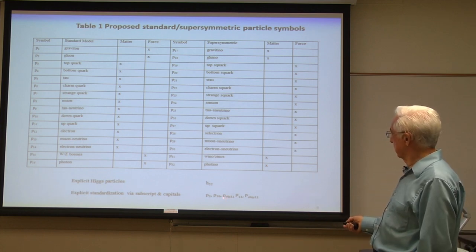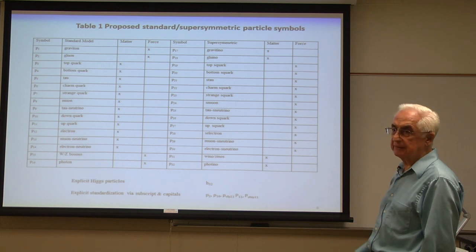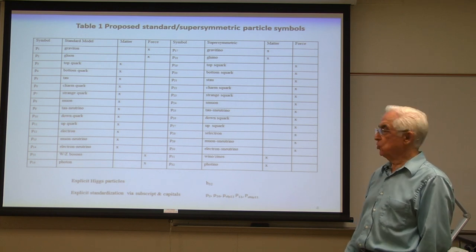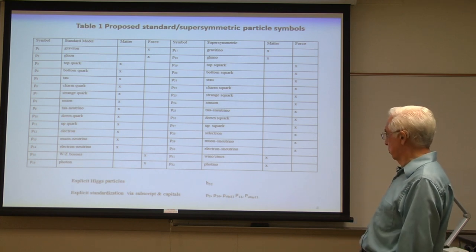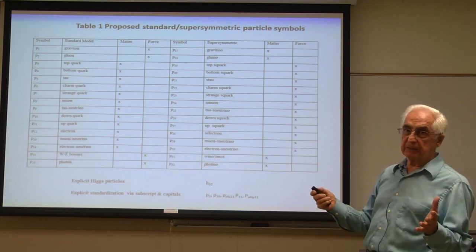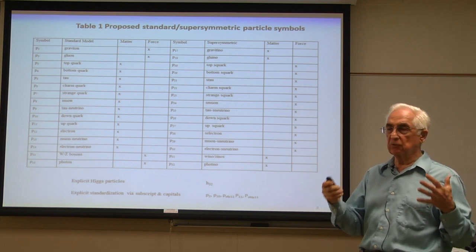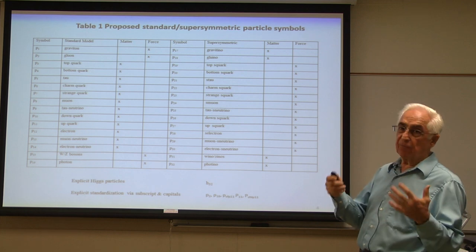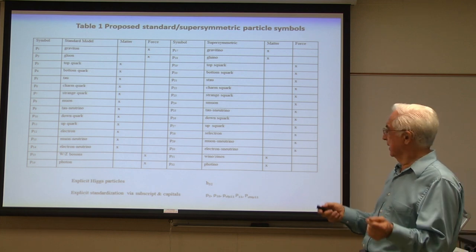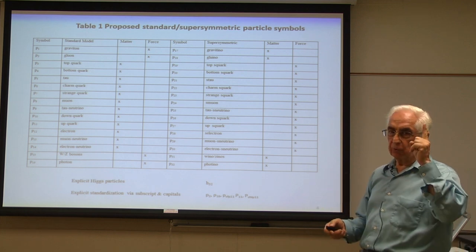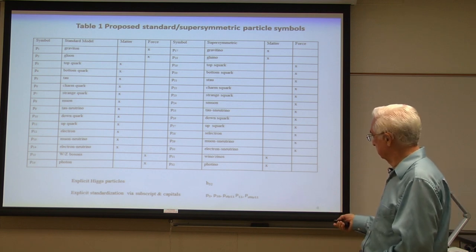Another example is PSFP11. That stands for the superforce, which condenses into P11, the up quark. When I talk about spontaneous symmetry breaking, I will describe 17 different types of superforce. In the existing symbols, there is only one type of superforce.